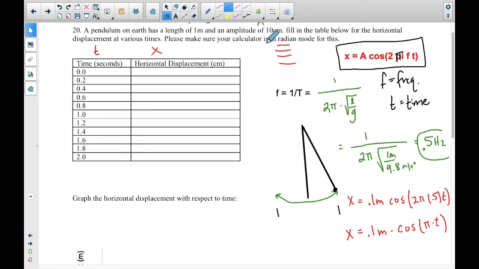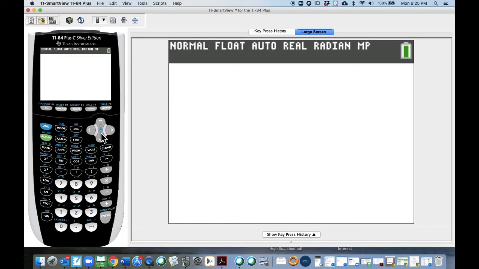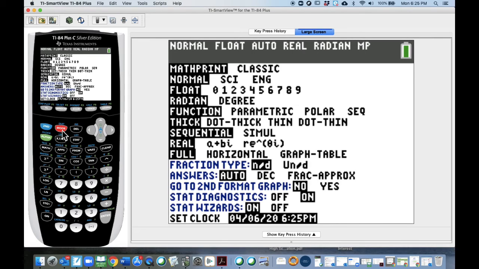So let's go to our calculators. We're going to go to radian mode, and we're going to put this into the y equals so that we can just come up with a table. Okay, first of all, in your calculator, go to the mode button, which is here. Go down to, oh, and I'm already in radians. Okay, so we're going to go down radians. Okay, once you are in radians, just quit this. So go to second quit to get out.